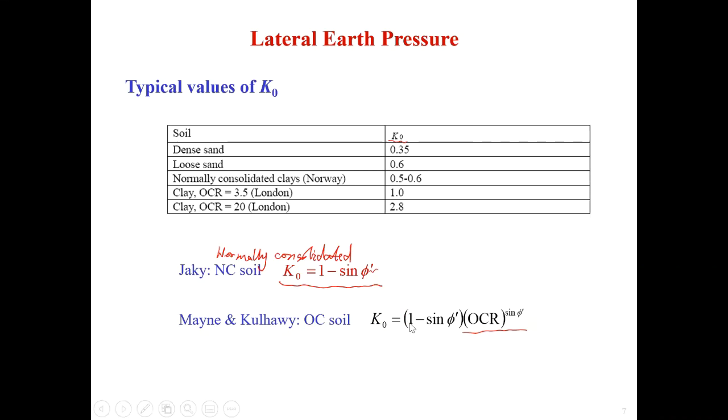What was phi again? Phi prime is the effective friction angle of the soil. And it's the drained friction angle of the soil. If you do the test for undrained test, then you need to use the undrained friction angle in this formula. So that formula is for the drained friction angle? Yes, that's the drained friction angle. Drained, okay, thank you.